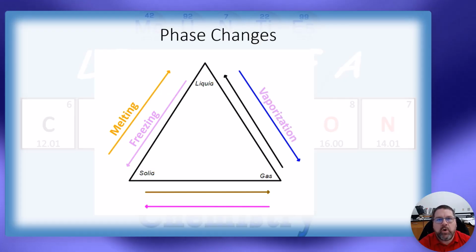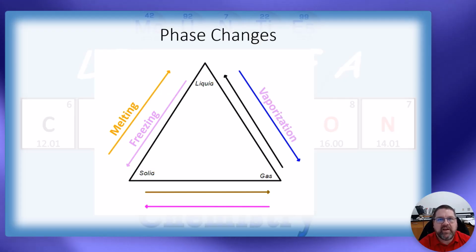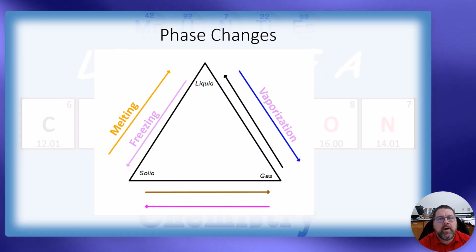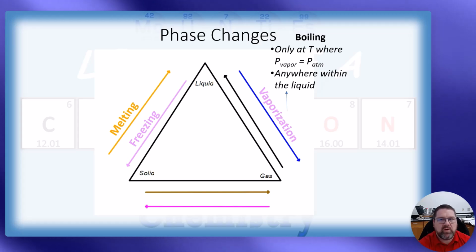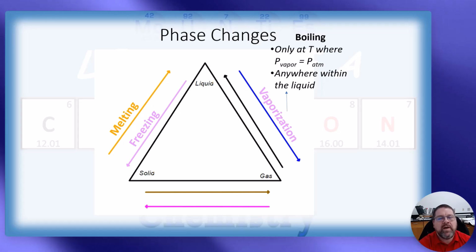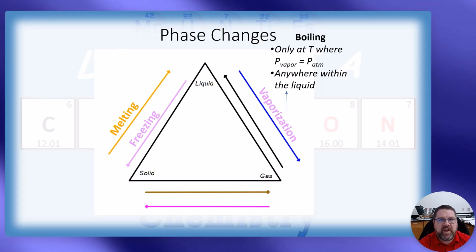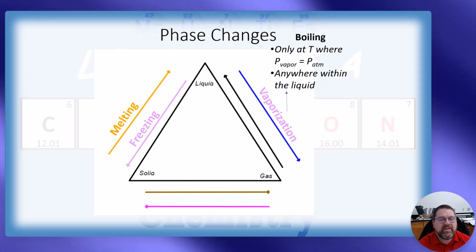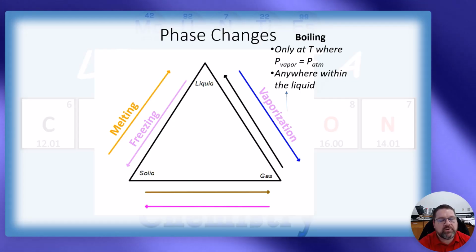And we talk about going from a liquid state to the gaseous state. That process is known as vaporization. And there are two types of vaporization. One is boiling. That's probably one of the more familiar ones. The thing with boiling is that it will only occur at one temperature, but the temperature it occurs at is determined by the atmospheric pressure.